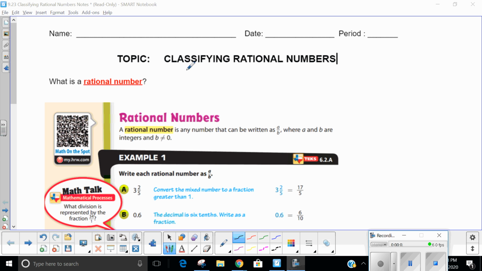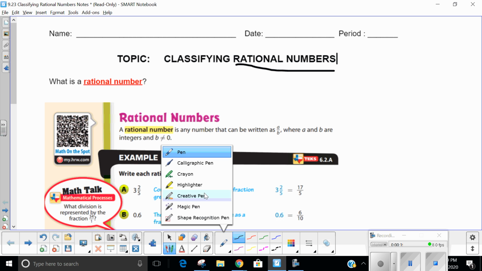Okay, today we're going to start our Unit 1 conversation talking about how to classify rational numbers. But first, we probably need to understand what a rational number is. Now, if you remember way back in March in 6th grade, you learned what a rational number was.